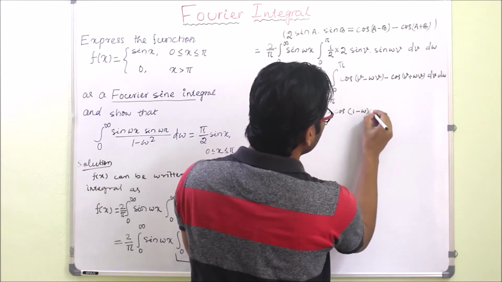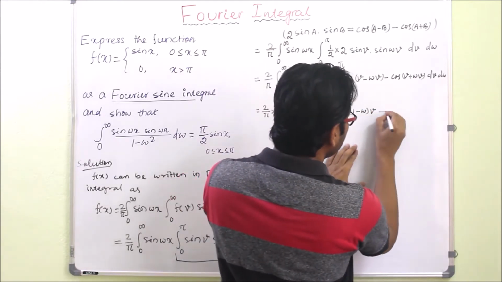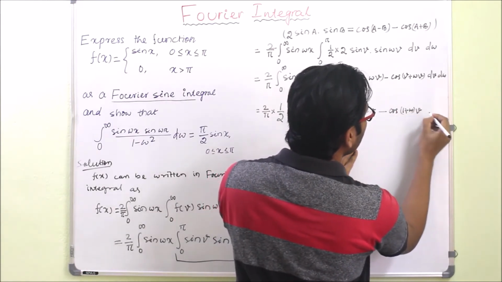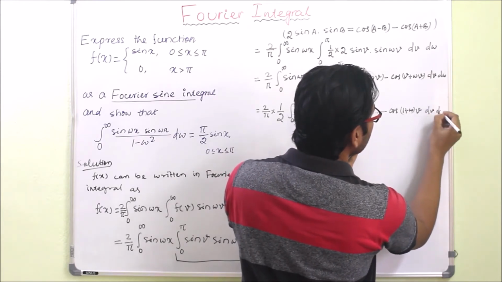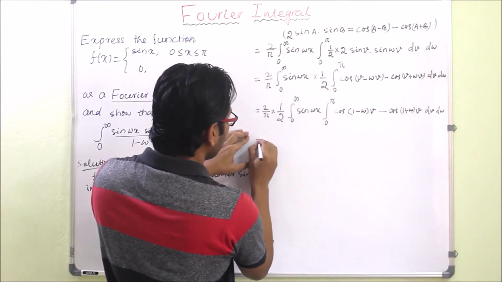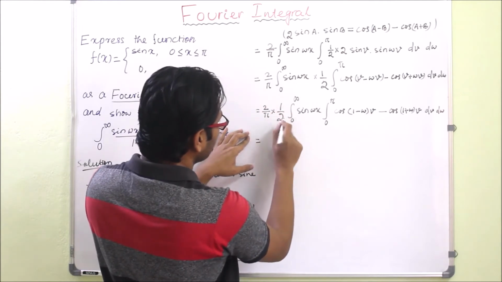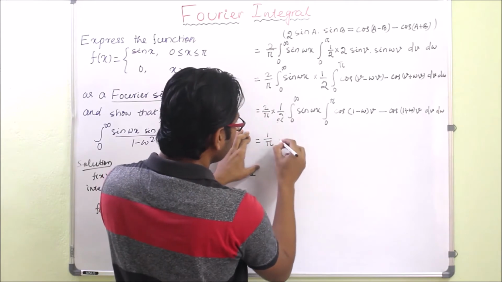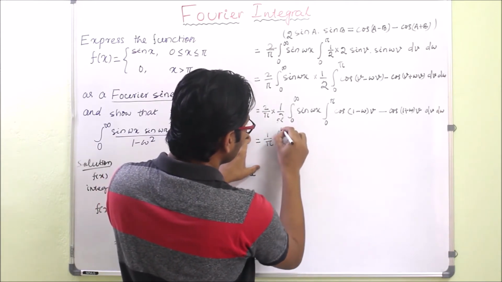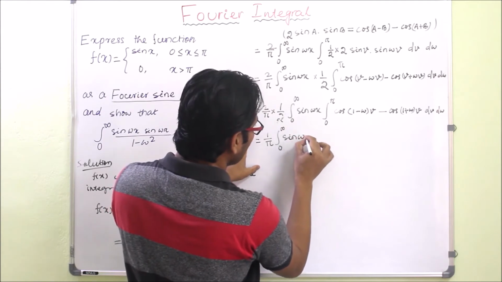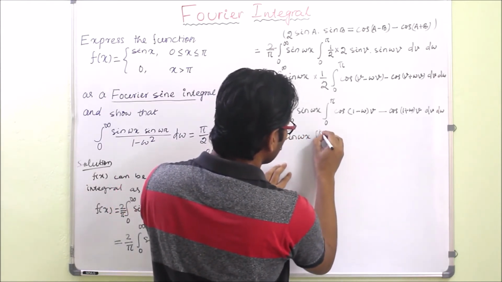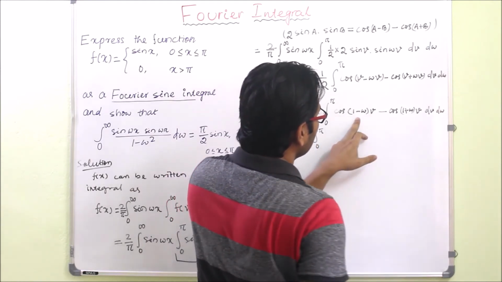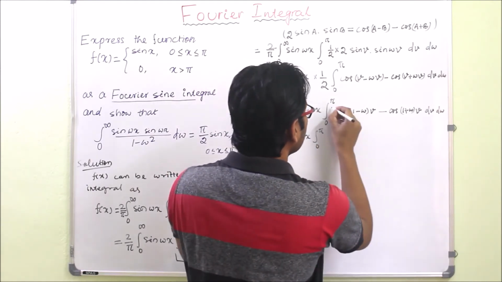1 minus w into v, minus cos 1 plus w into v, dv dw. Okay, now here there is 2 by pi into 1 by 2, so 2 will cancel out. So finally it will be 1 by pi times integration from 0 to infinity sin wx, integration from 0 to pi, this cos 1 minus w into v. So same thing will be there.